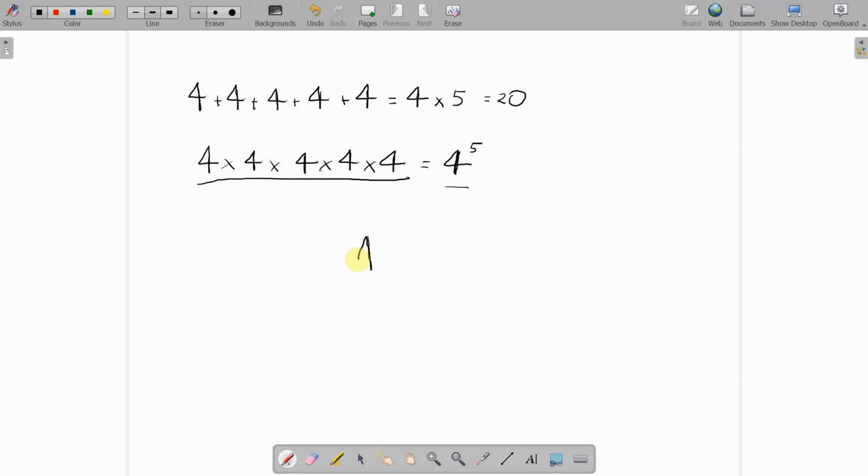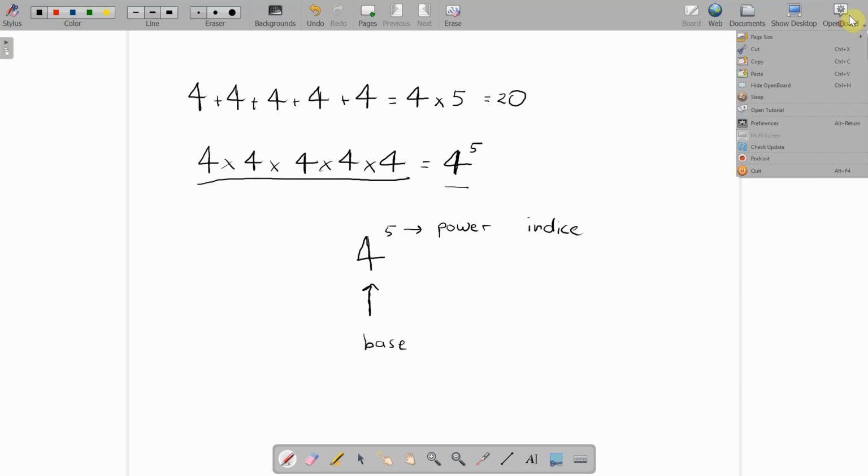Now I'm just going to write them again down here. 4 to the power of 5. And what we call the 4 in this case is the base. And the base can be any number, depends on what's being multiplied. And the 5 is called the power. That's why they say to the power of. And another name for it is indice, which is where we get our index notation from.